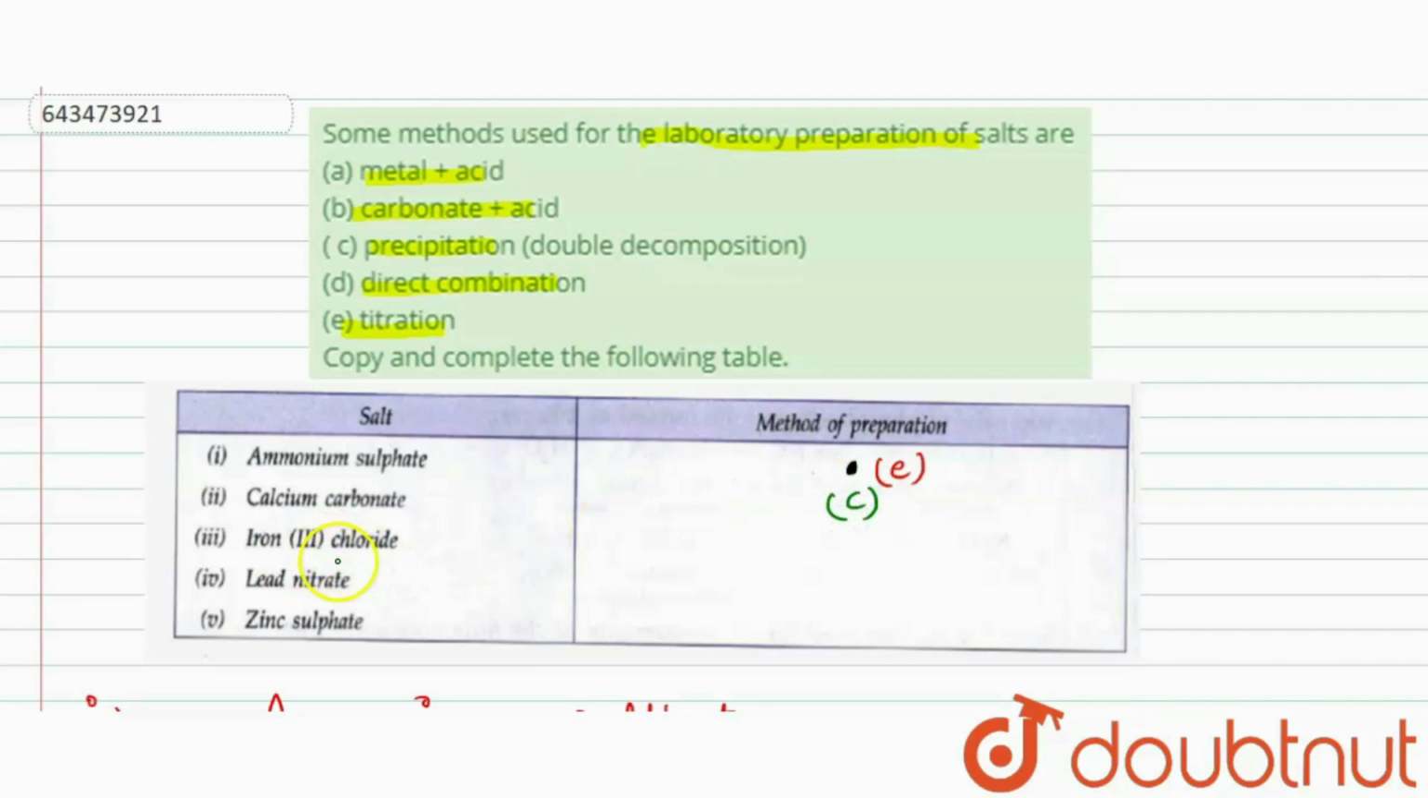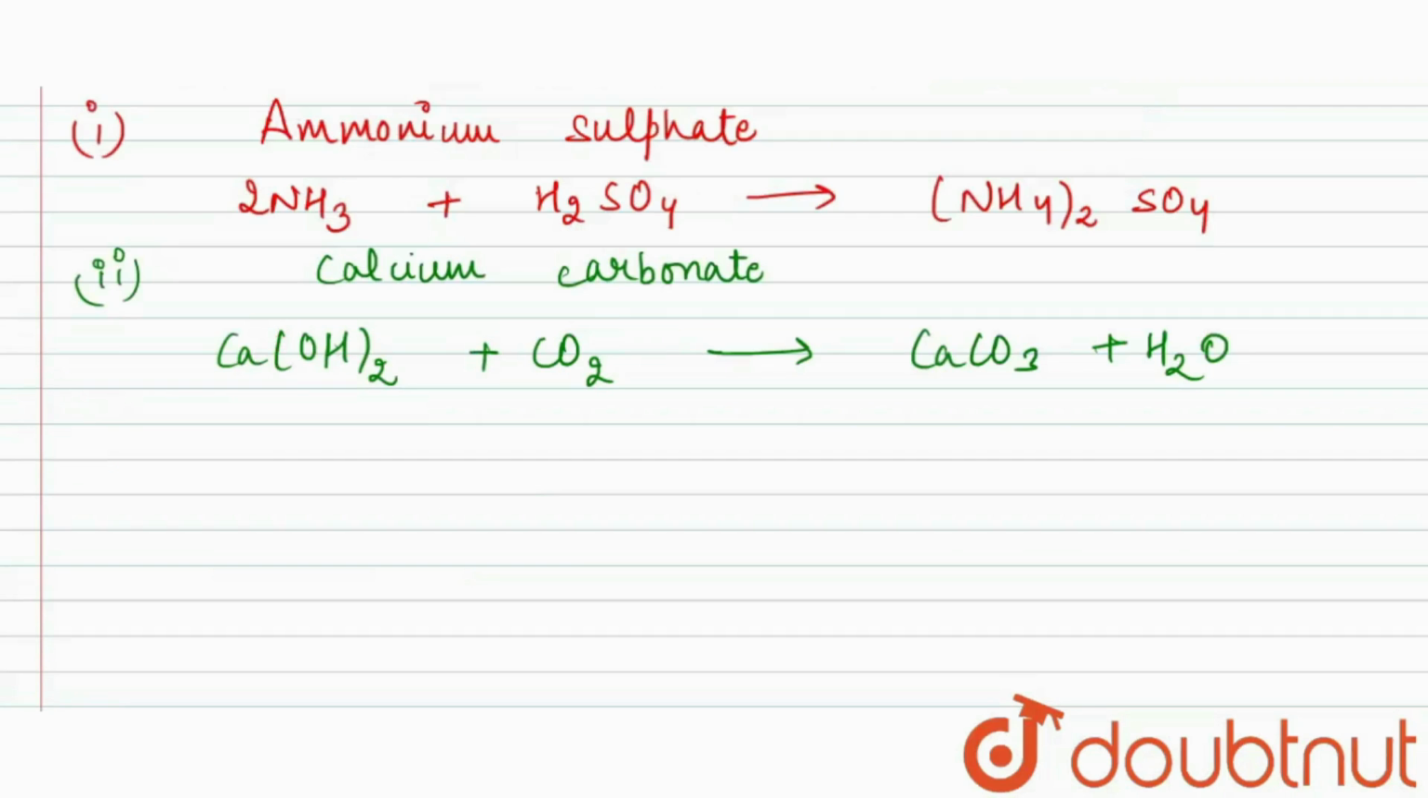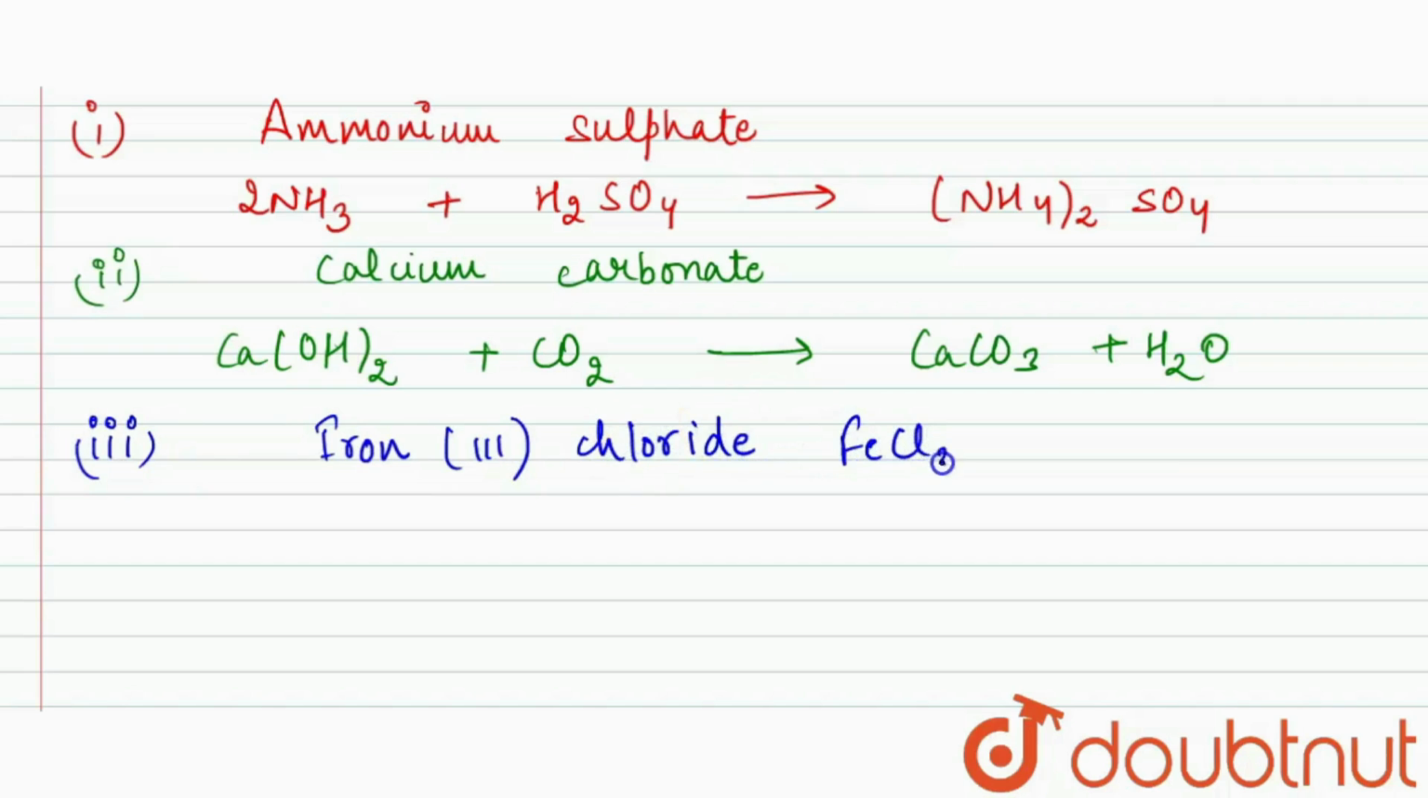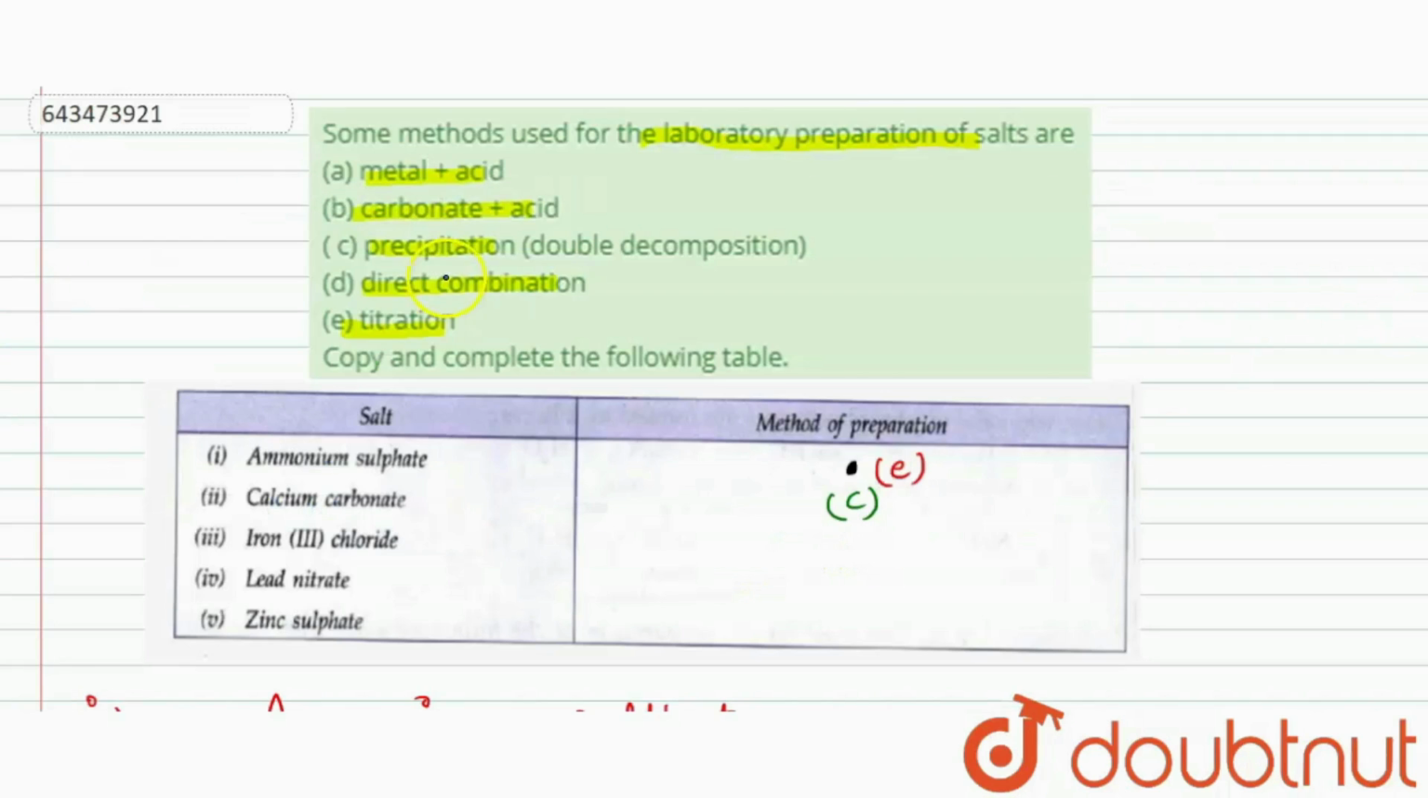Third is our iron 3 chloride, that means we have to form FeCl3. In the laboratory it is formed by the direct reaction of iron with chlorine gas, leading to the formation of FeCl3. So if we balance it, here it will be 2, here it will be 3, and here it will be 2. So it is the direct combination, which in the options is D.